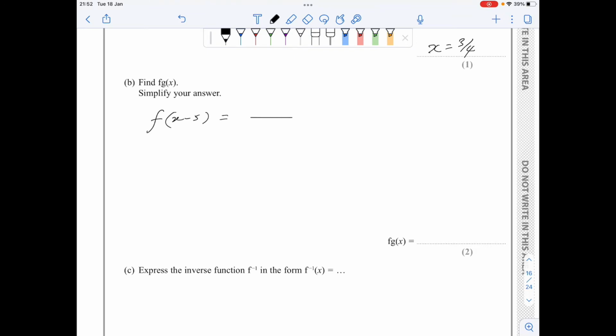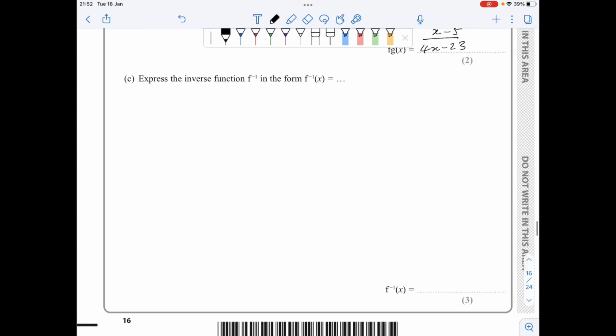This is equal to a fraction with numerator x minus 5, and then in the denominator 4 times x minus 5 minus 3. And if I try to simplify, I will get x minus 5 over 4x minus 20 minus 3, giving me my final answer of x minus 5 over 4x minus 23.